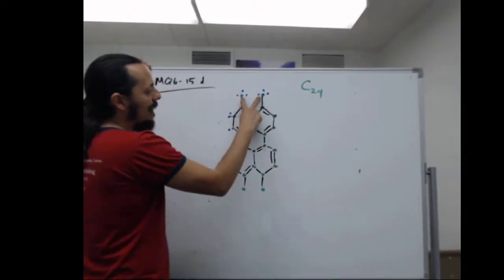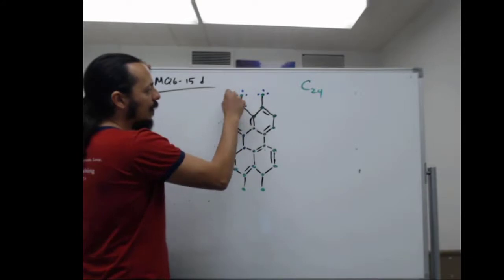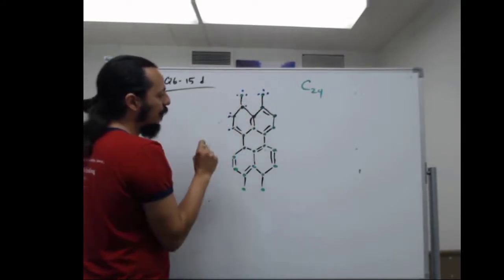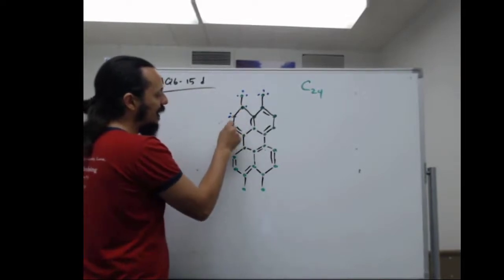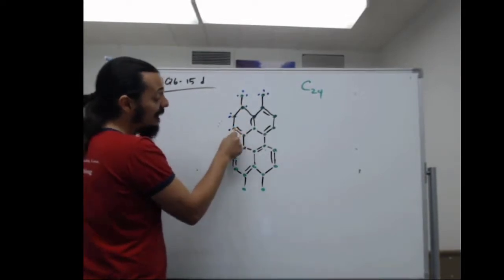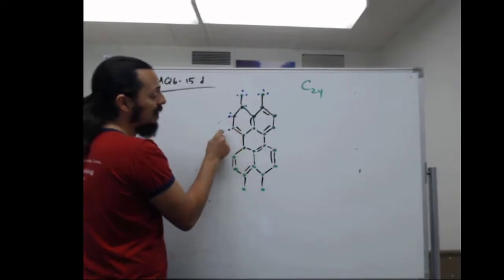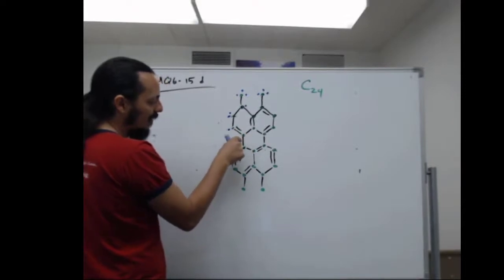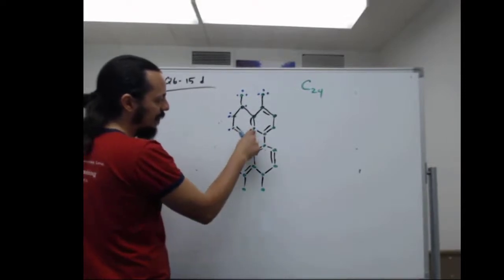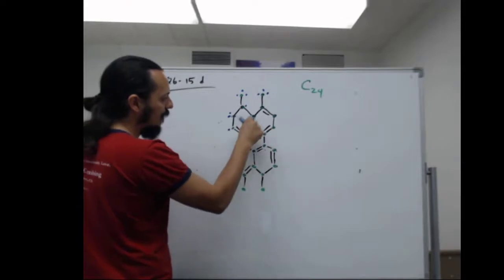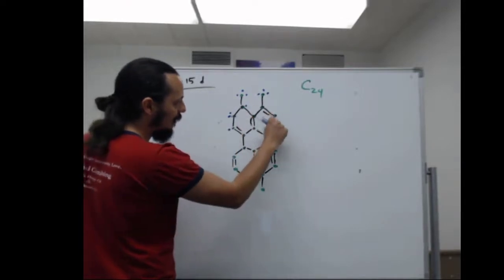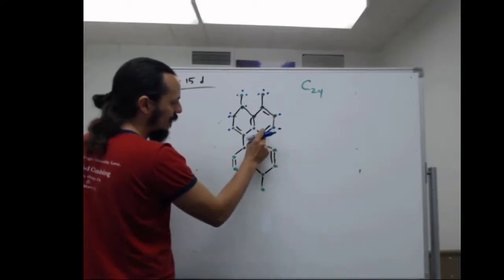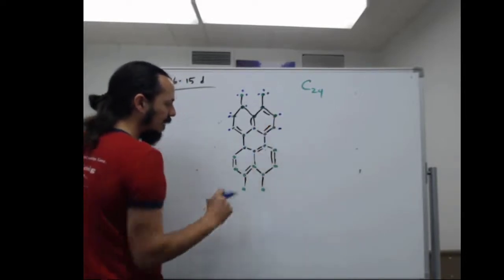So on these two, at the ends, there's 1 bond, so I need 3 dots. This one, there's 3 bonds, so I just need 1 more dot. This one, I've got 2 bonds, so I need 2 more dots. This one, the double bond counts as 1, 2, 3 bonds, so just 1 more dot there. This one has 1, 2, 3, 4 bonds on it already, no dots. This one, 1, 2, 3, 4, no dots. This one, 1, 2, 3, 4, no dots. This one, 1, 2, 3, 1 dot. This one, 1, 2, 3, 1 dot. This one, 1, 2, 3, 4, no dots.